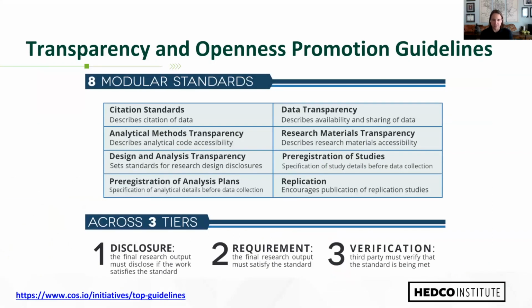So what are the TOP guidelines? They essentially involve 8 modular standards, each with different levels of increasing stringency that a journal could implement. So there are standards on sharing and citing your data. So not only citing our reports, but also citing the data sets, the code, the material that we've used to create incentives for sharing these things.